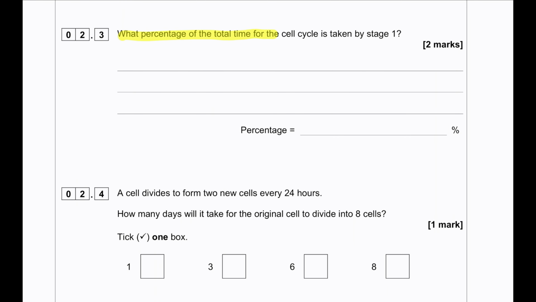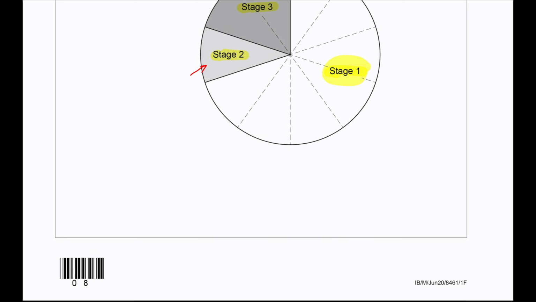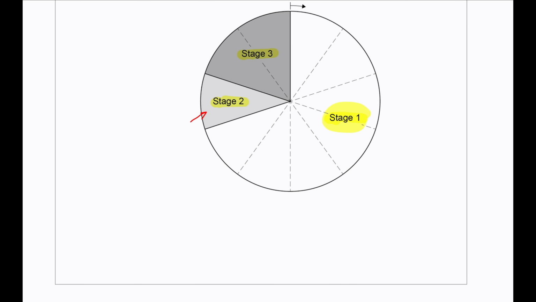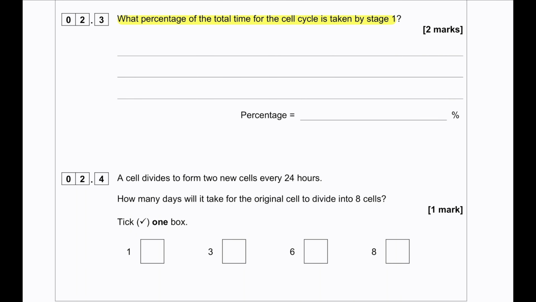What percentage of the total time for the cell cycle is taken by stage 1? So when we take stage 1 into consideration, we can count the number of pie sections within it. 1, 2, 3, 4, 5, 6, 7, 8, 9, 10 in total. And out of that, we have 3, 4, 5, 6, 7. So it will be 7 over 10 multiplied by 100. This will give us 70%.